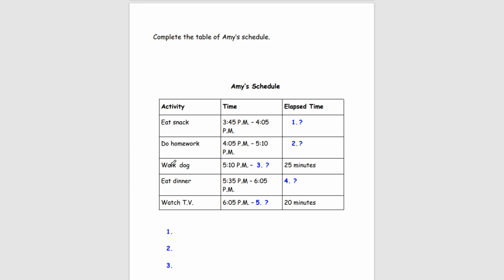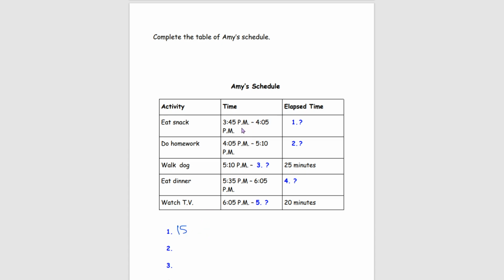For this next page, you're completing the table of Amy's schedule. And for number 1, we're finding the elapsed time of her activity of eating snack. So here we see that it goes from 3:45 p.m. to 4:05 p.m. So we know that it doesn't really go past 12. And so we can just measure the time it takes to get to 4:05. So 3:45 to 4, we see that that's 15 minutes. So we can put a 15 right here.